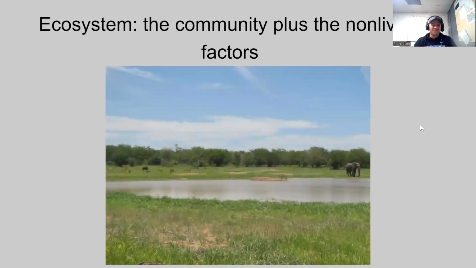And then the step up from community would be ecosystem. So take into consideration all those populations living together and then include those non-living factors. All right. So temperature, precipitation, soil quality, the amount of water, the amount of sunlight, those kinds of things determine an ecosystem. So here's a look at the African Serengeti with grasses and lakes and wild animals in the background there.